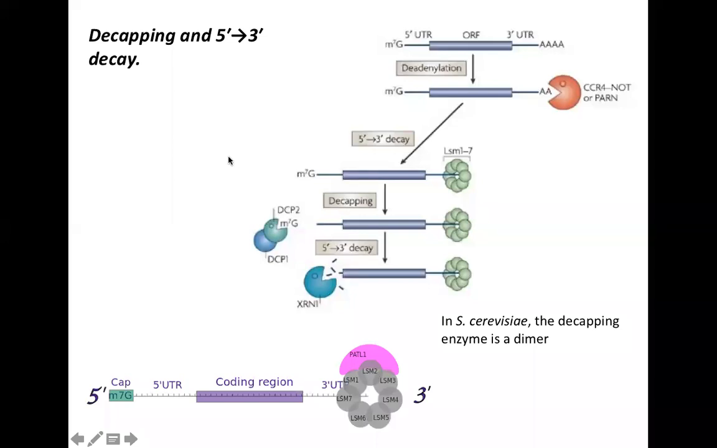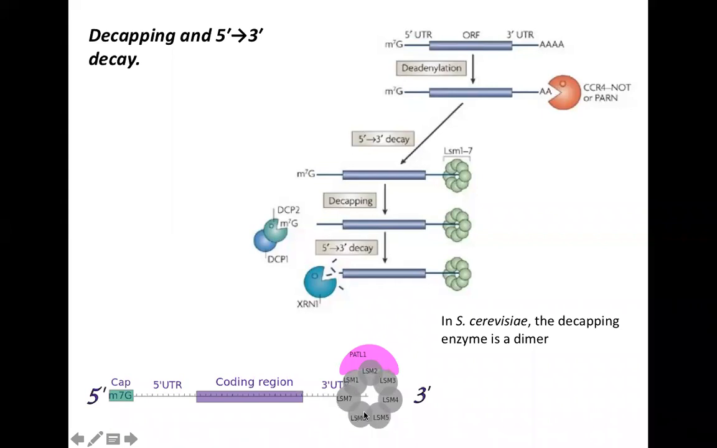So we have LSM1, 2, 3, 4, 5, 6, and 7. These are 7 subunits. There are 7 proteins which bind together in order to constitute this complex. This complex then binds to the 3' UTR. The 3' UTR contains the signal for the binding of LSM proteins.